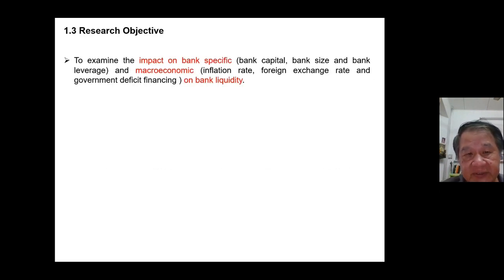The objective here is to look at the impact of bank-specific factors and also the macroeconomy on bank liquidity. For bank-specific factors, I'm going to consider the independent variables bank capital, bank size, and bank leverage. For macroeconomy, I'm going to look at inflation, foreign exchange rate, and government deficit financing.